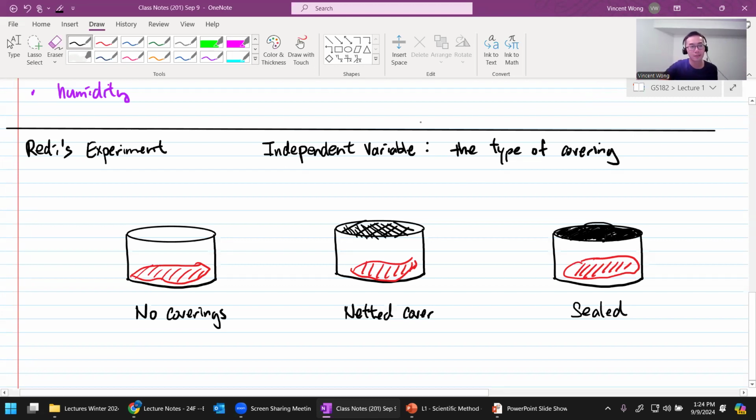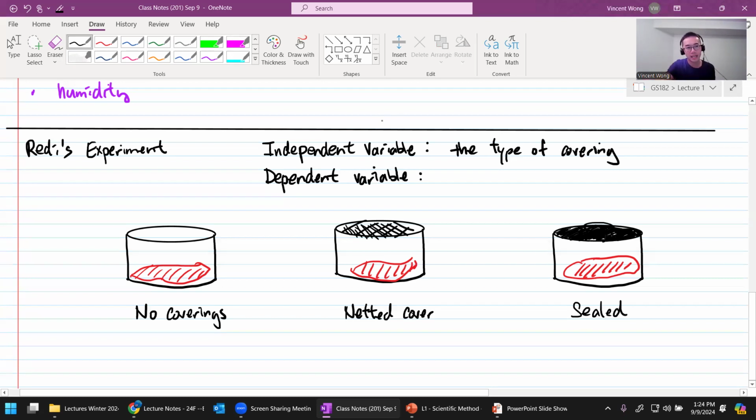So it's the type of covering being used. Is it no covering, netted cover, or sealed? That would be the independent variable. How about the dependent variable? What is he trying to observe? What is he trying to measure?